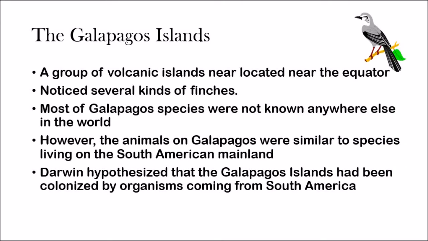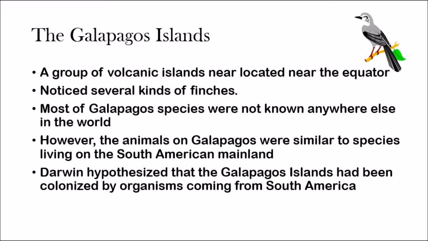Now, when the HMS Beagle came to an island known as the Galapagos Islands, this is really where Darwin got his idea on evolution when he noticed the finches. So the Galapagos Islands are a group of volcanic islands located near the equator. And he noticed these several kinds of finches, and finches are a type of bird. And most of these Galapagos species were not known anywhere else in the world. So all the animals he saw on the Galapagos Islands were not seen anywhere else in the world, so it was really, really fascinating to Darwin.